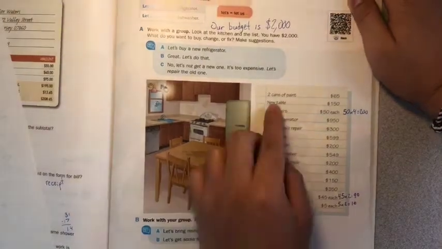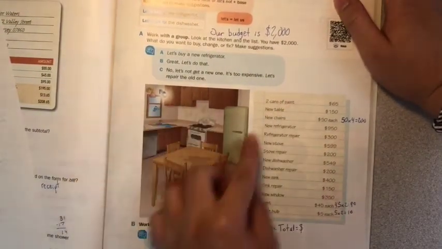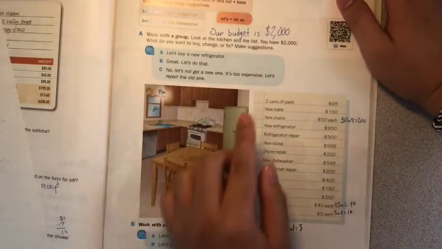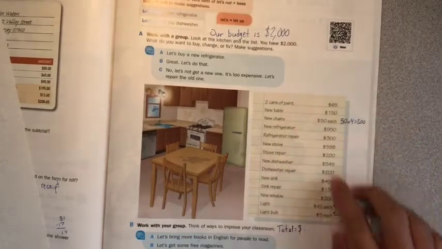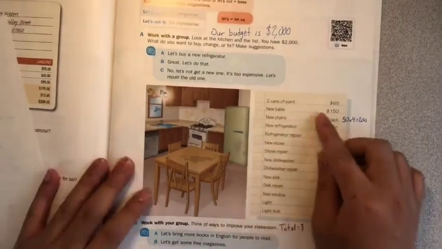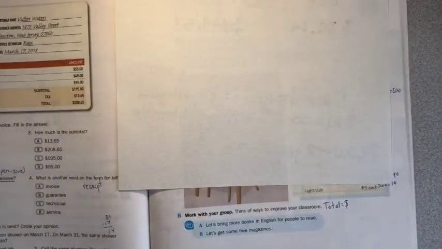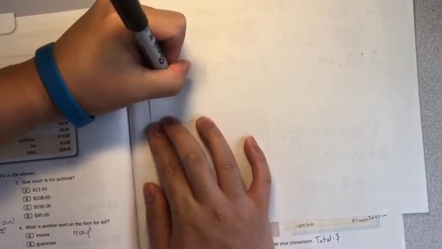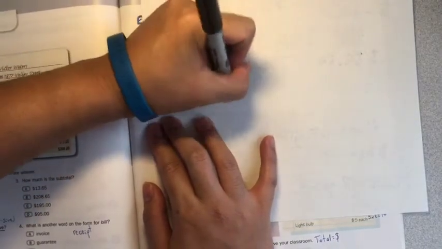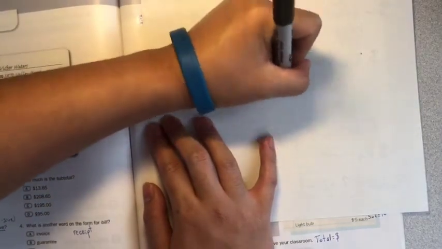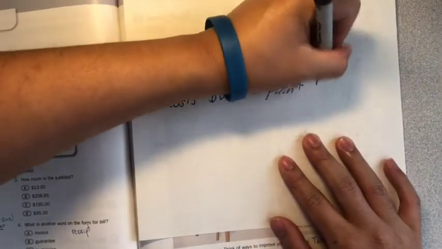So let's see. First, we have 2 cans of paint. It takes 2 cans of paint to repaint the walls here. I want to ask, should we paint the walls? It costs $65. So I'm going to write, it costs $65 to paint the walls.